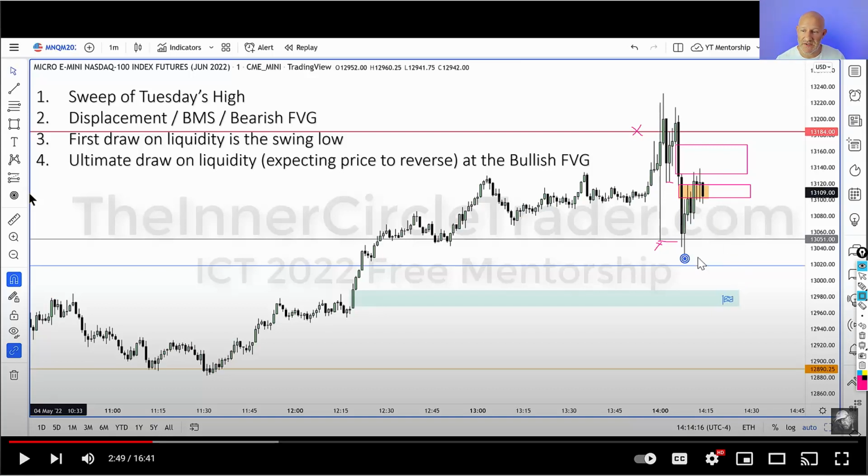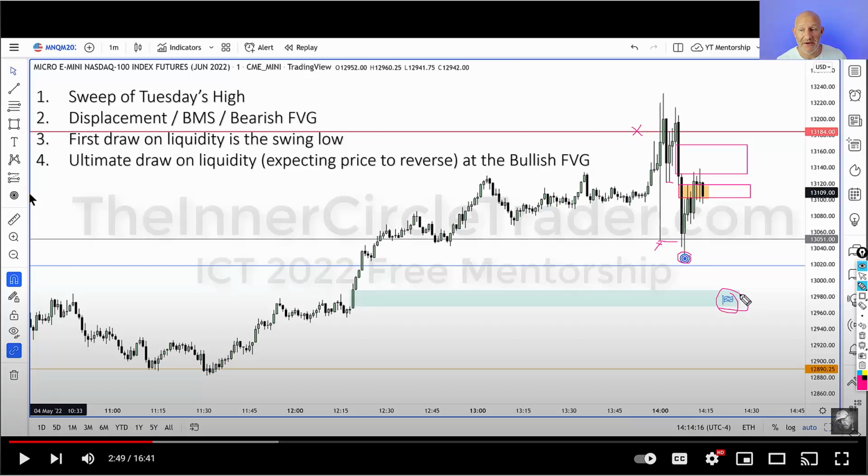And so in this instance, our first target is going to be this swing low here. So we're going to expect price to draw towards that point, and our final destination, or where we're expecting price to reverse, is down here in this bullish fair value gap, just down here where you can see we have this checkered flag where our finish line is going to be.